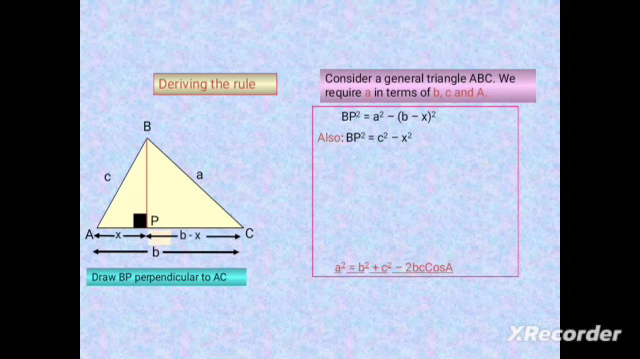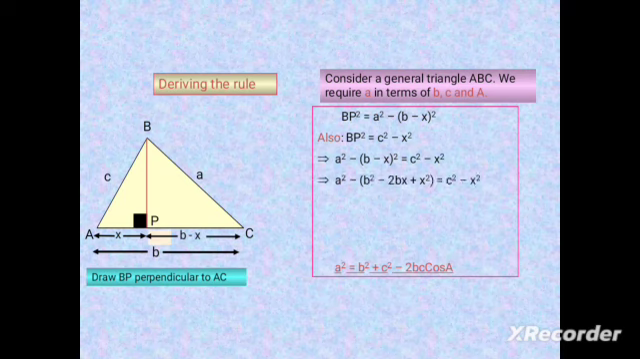Whatever answers we have are the corresponding heights. They are the height for the triangle. So we are going to equate them, because it's a common height, so we equate the value for BP squared. So a squared minus (b minus x) squared is equal to c squared minus x squared. Now (b minus x) squared we are going to expand, to get b squared minus 2bx plus x squared.